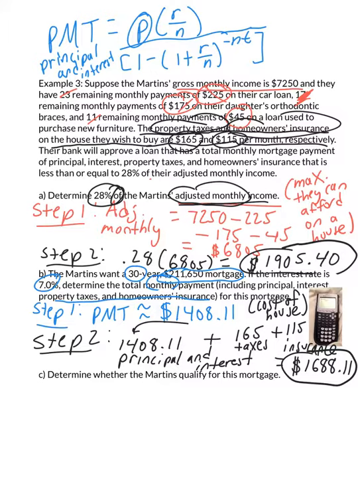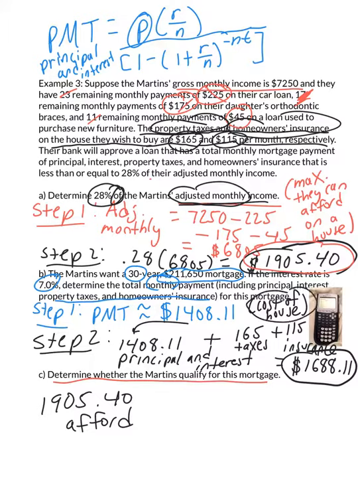So part C says, determine whether the Martins qualify for this mortgage. So just a simple yes or no answer. And again, it's just a matter of understanding what our answers for A and B really meant. So we said part A was how much they could afford to spend on a house. So they could afford to spend $1,905.40. That's what they can afford on their house. Part B, we said that represented the total monthly cost of the house, which was $1,688.11.